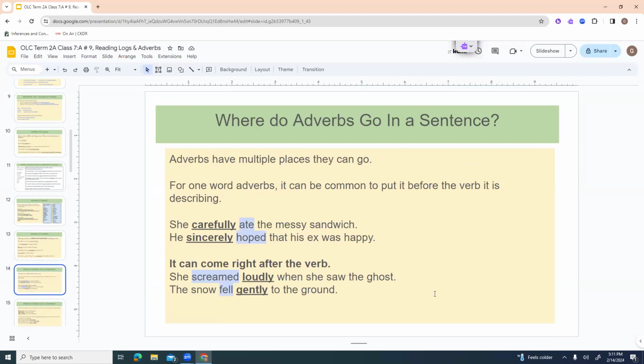Okay, where do adverbs go in a sentence? Adverbs have multiple places they can go. They are very flexible. In terms of word order, they're one of the ones that move around quite a bit. For one word adverbs, it's really common to put it before the verb it's describing. Like, she carefully ate the messy sandwich. He sincerely hoped that his ex was happy. However, it can come right after the verb. She screamed loudly when she saw the ghost. The snow fell gently to the ground.